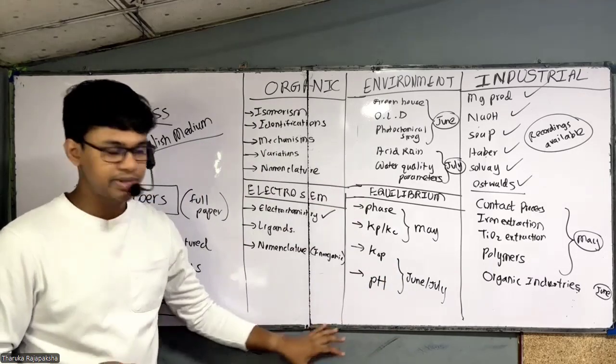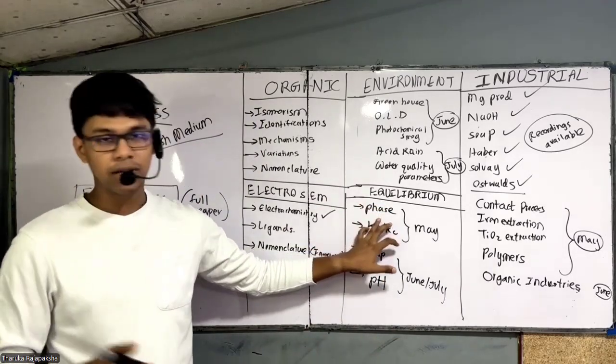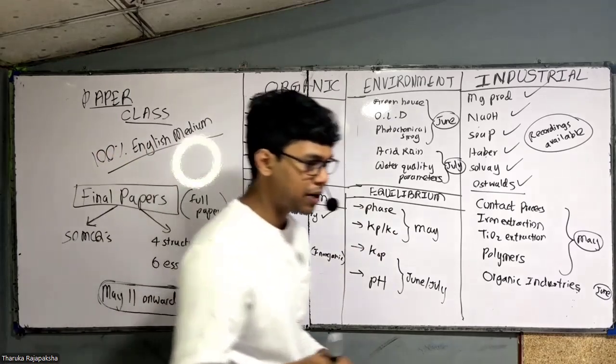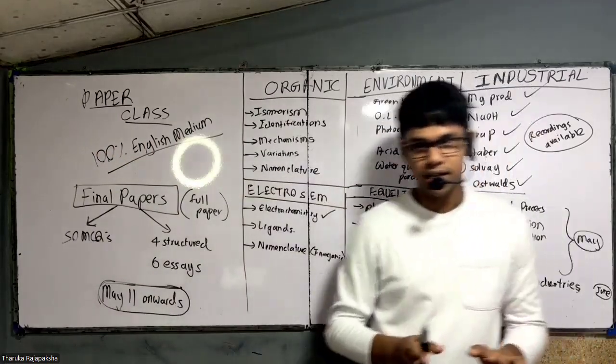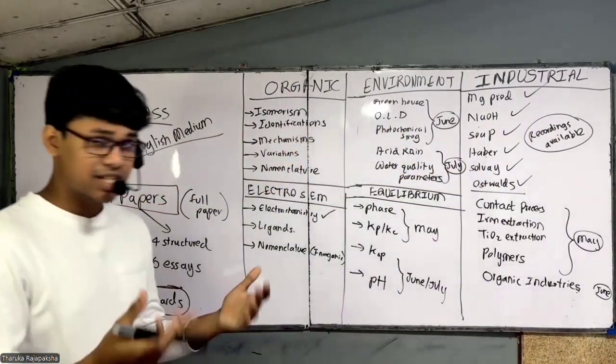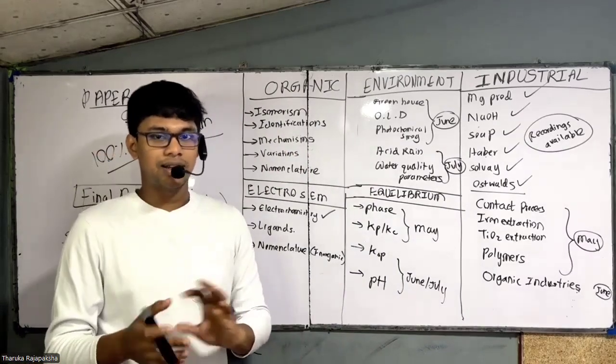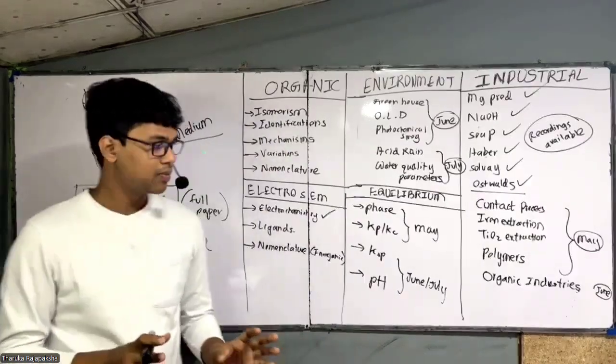Then we have the phase equilibrium, chemical equilibrium, KSP, and then pH, right? So this is the equilibrium section. The phase equilibrium tute, I sent it in the month of April, but we couldn't start it. We finished kinetics. Finished kinetics means today night we have one class. So with that, kinetics is over, right?